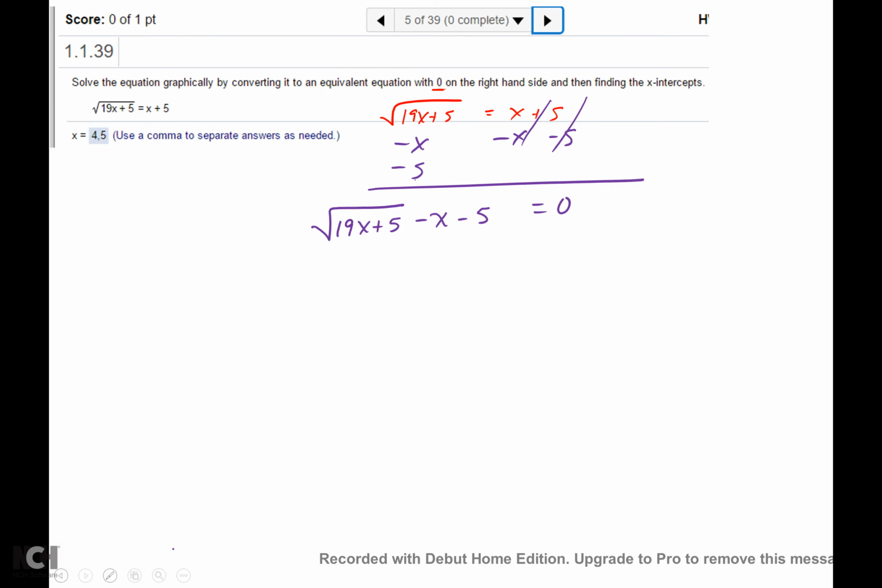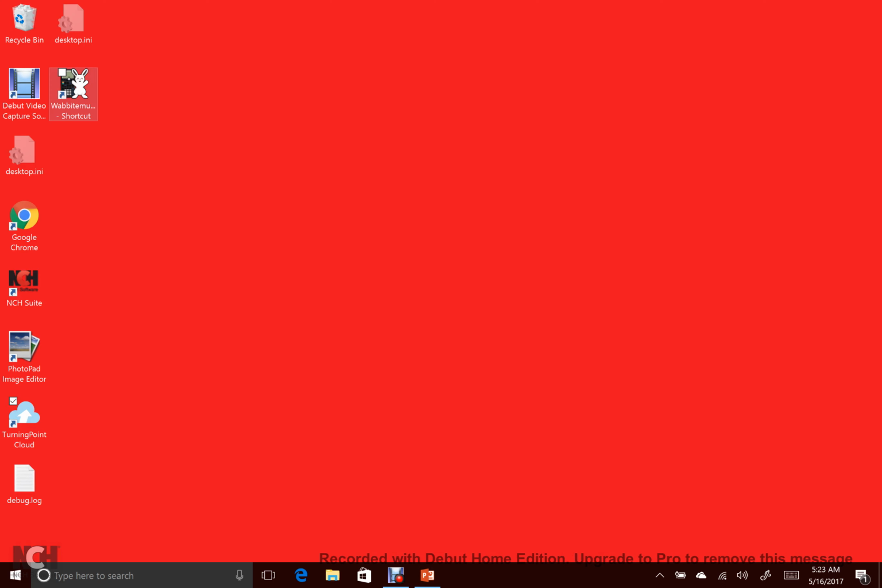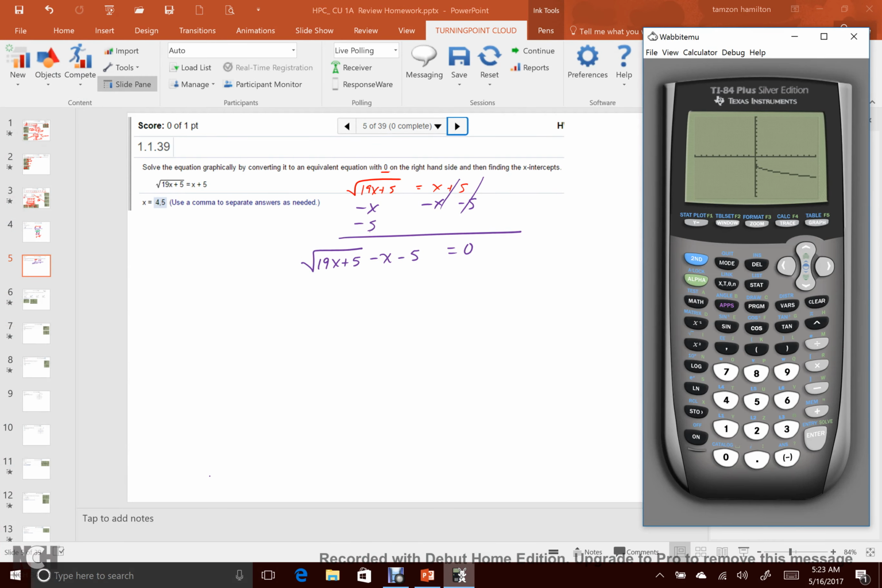you are going to solve this graphically. I guess I didn't read that. All right, give me just a second. Let me get my graphing calculator here. Hold on just a second. Let me get my calculator. All right, so if I go to y equals, clear out whatever's there, and I'm going to type in the square root of 19x plus 5, and then minus x minus 5, and if I graph that, that's plus 5. Let's try that. There we go.